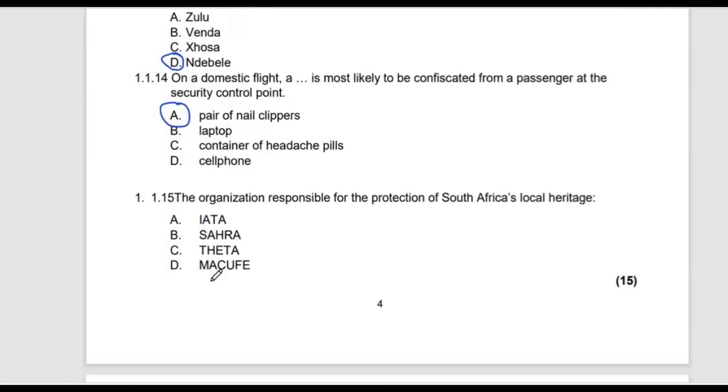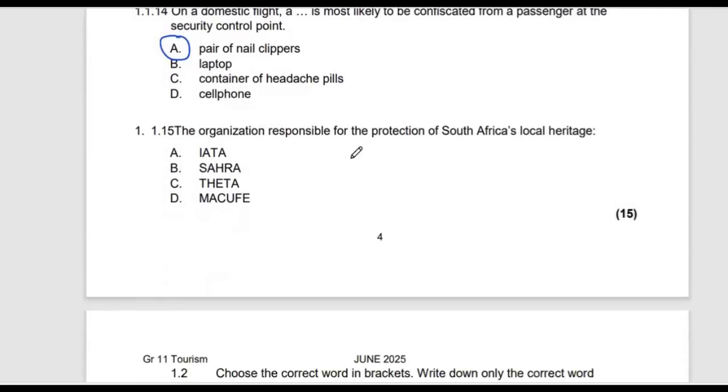Then the organization responsible for the protection of South Africa's local heritage. So this organization is known as the South African Heritage Resources Agency. So it is abbreviated as SAHRA. So SAHRA will be the correct answer there, the South African Heritage Resources Agency.